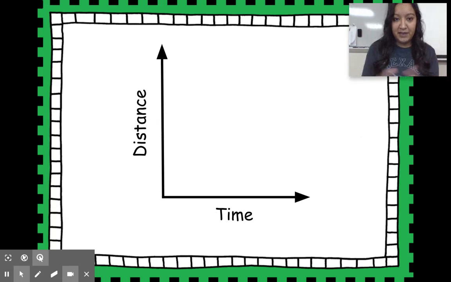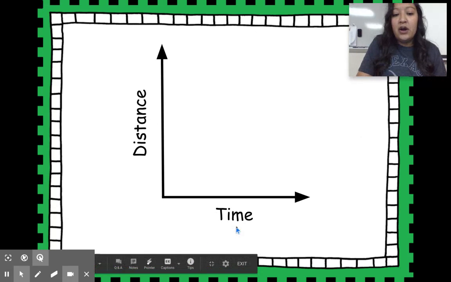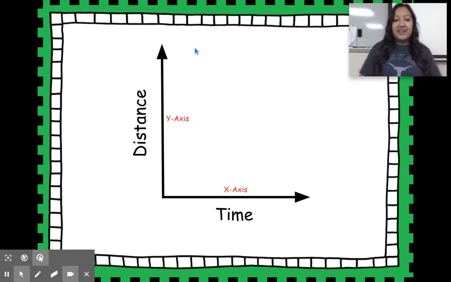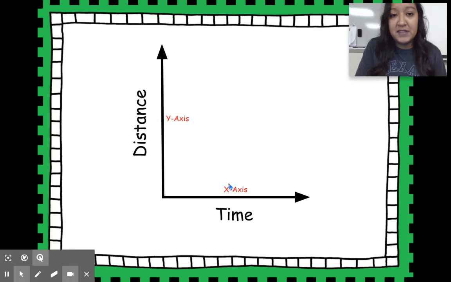So let's see how well you paid attention to math. Time is always going to be on the bottom of the graph. So here's your question. What is this line right here called? Hopefully you said the line is called the x-axis. So if you got that right, maybe you'll get this next part right. So here's distance. What's this line called? The y-axis. There you go. So time is always going to be on the x-axis and distance is always going to be on the y-axis.